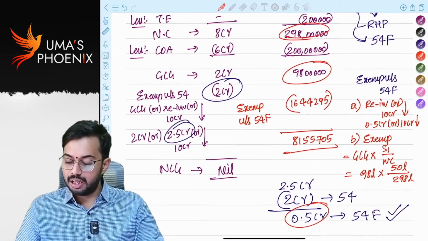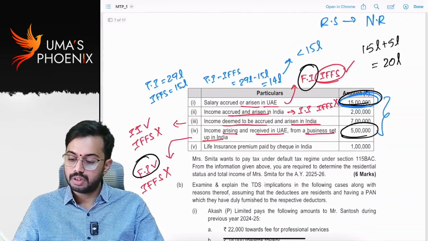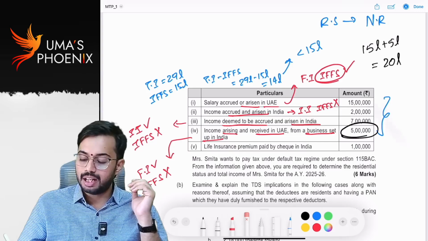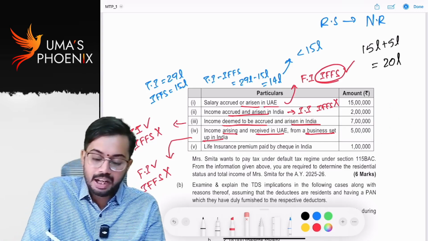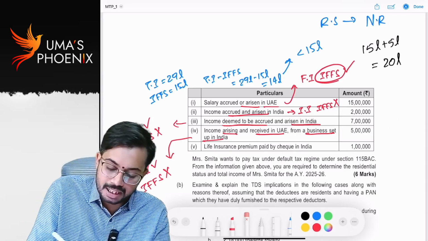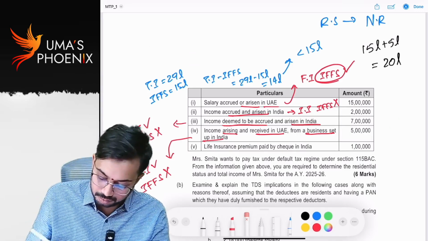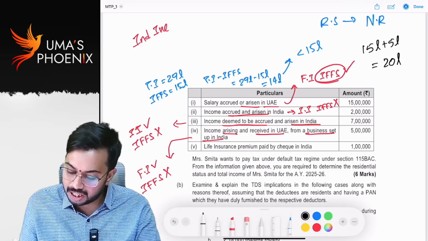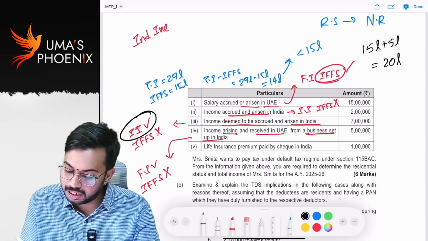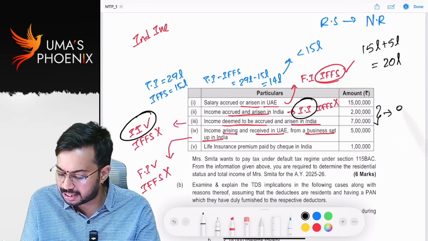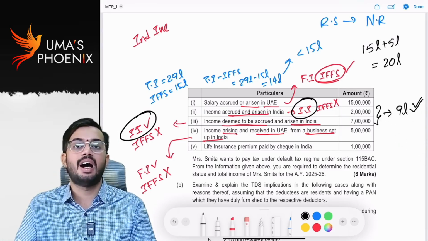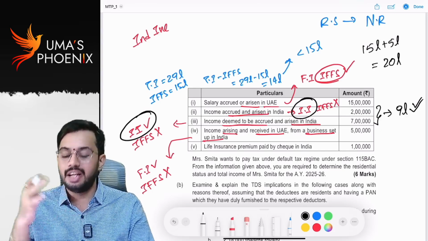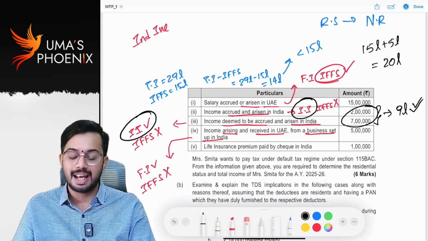One second, I am sorry. In case of non-resident, only Indian income is taxable. How much is Indian income? This is Indian income and this is also Indian income. 2 lakh plus 7 lakhs, 9 lakhs is taxable for Smita. Are you able to understand? In case of non-resident, only Indian income is taxable. Indian income is 2 lakhs plus 7 lakhs, 9 lakhs.